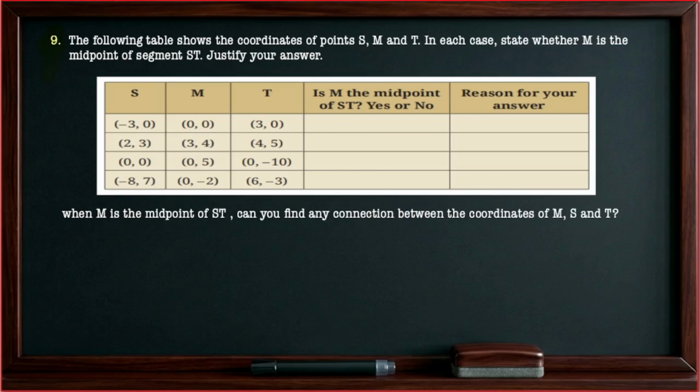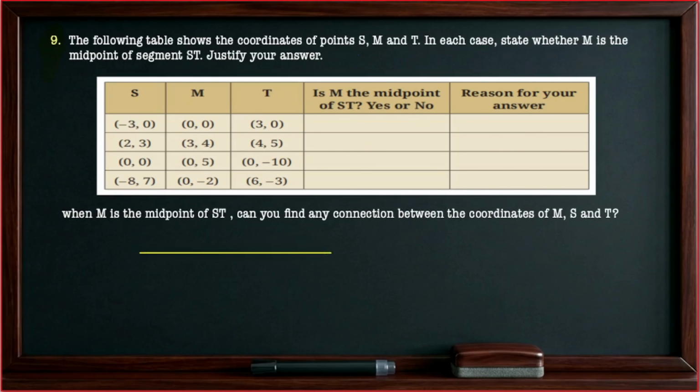Question number 9. The following table shows the coordinates of points S, M, and T. In each case, state whether M is the midpoint of segment ST. Justify your answer. See here you can see S, M, and T. Here the coordinates are given, right? We have to find out if M is the midpoint of ST, and then write here in this column whether it is yes or no. If the coordinates that is given over here come exactly like this, then it is yes, otherwise no. And we have to give the reason. And for this, we are using the midpoint formula.